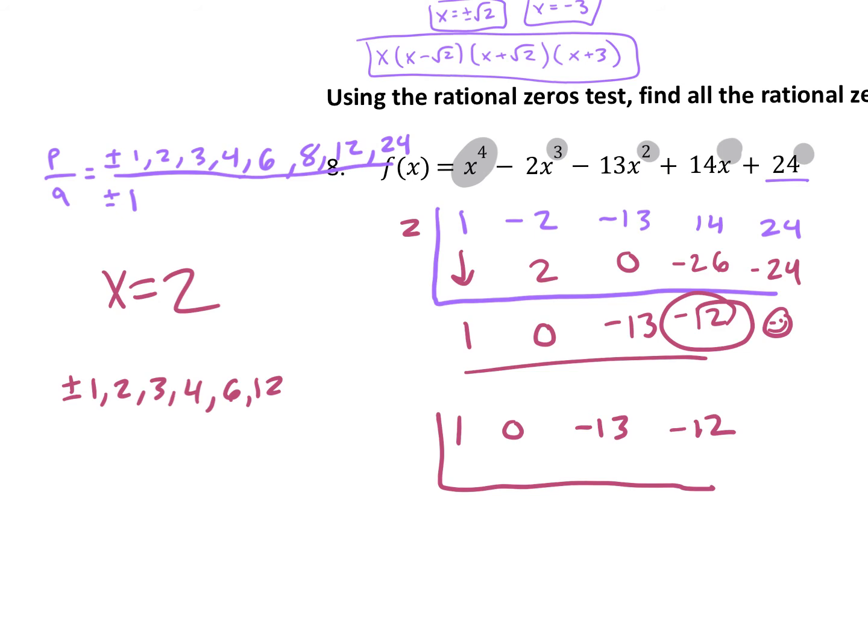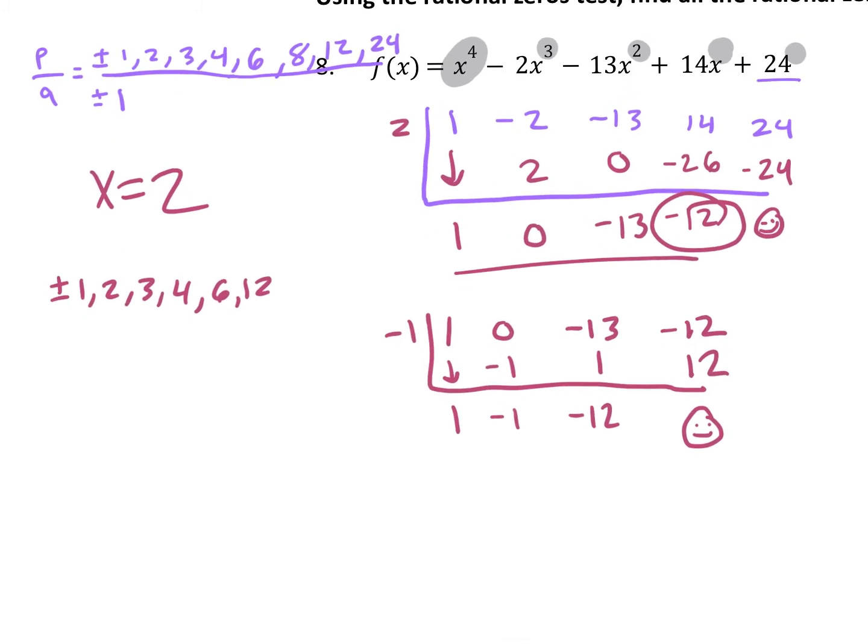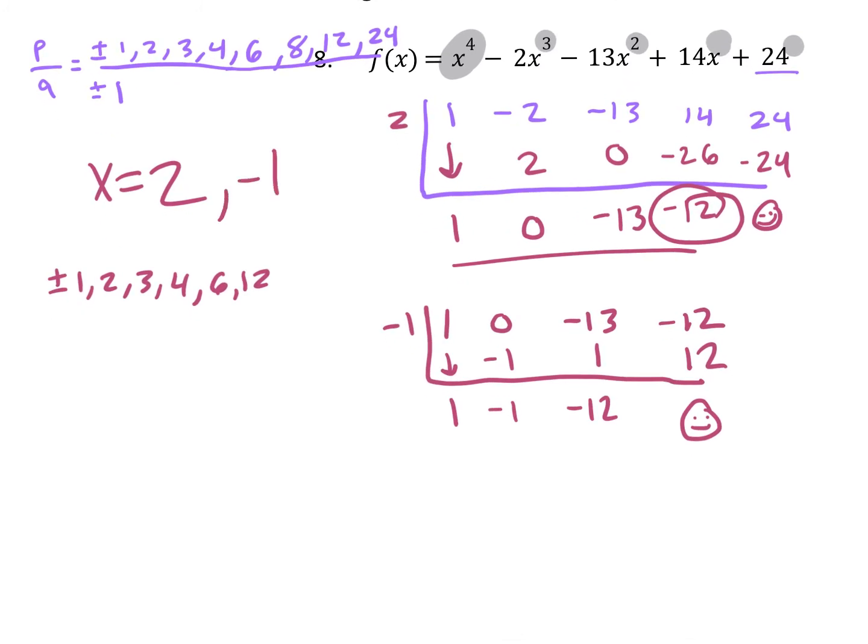You still get 24. It doesn't matter the order, because your zeros at the end will still be your zeros at the end. So negative 1. So drop down, we get negative 1, 1. This would be negative 12 and positive 12 and 0. Yay, so it works. So negative 1 is also one of our answers.